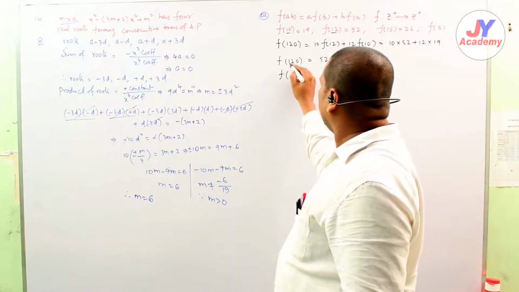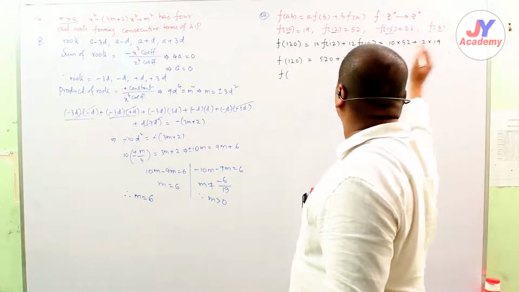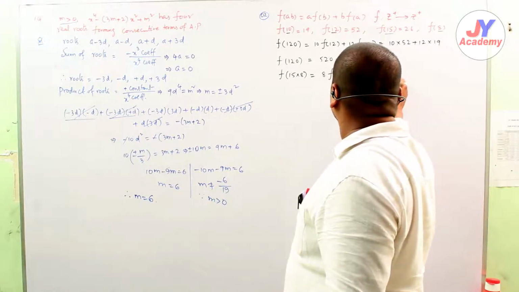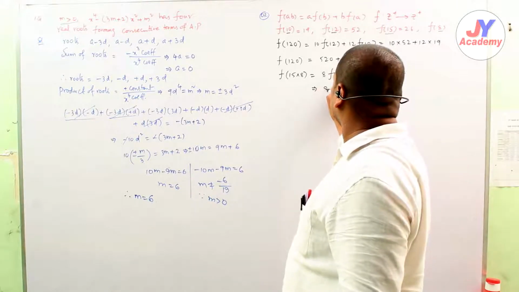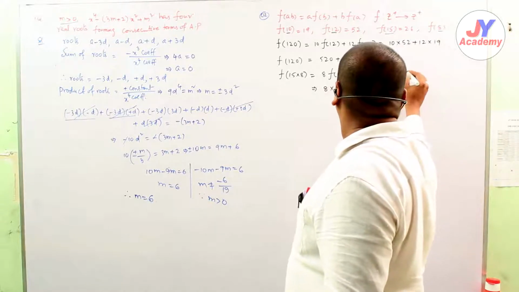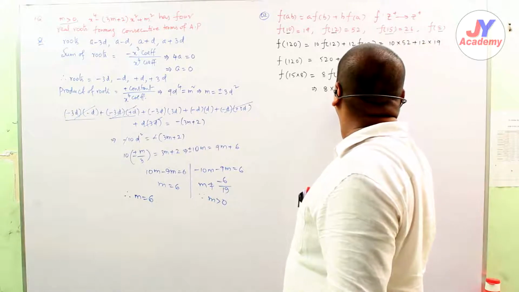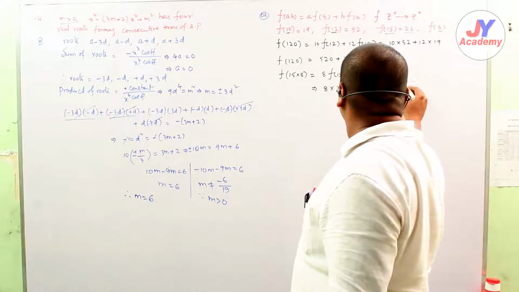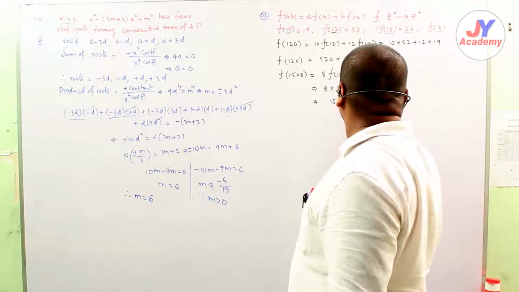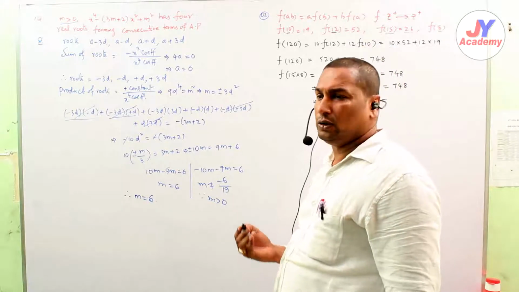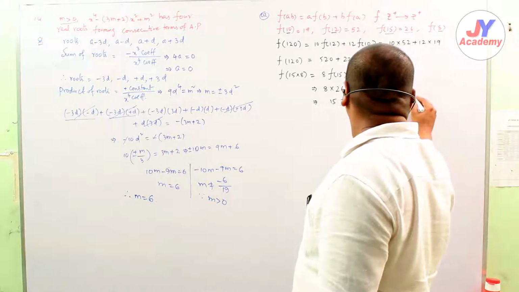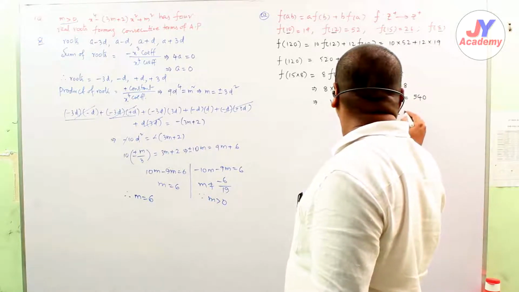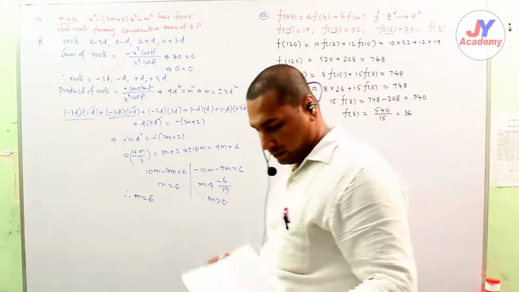And f of 120 can be written as 15 into 8, since f of 15 is there. So 8 f of 15 plus 15 f of 8 is equal to 748. What is f of 15? 26. So 15 f of 8 is equal to 748 minus 208. What is the difference here? 540. Then f of 8 is equal to 540 by 15, which is 36.